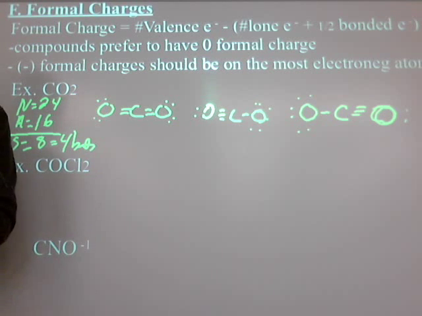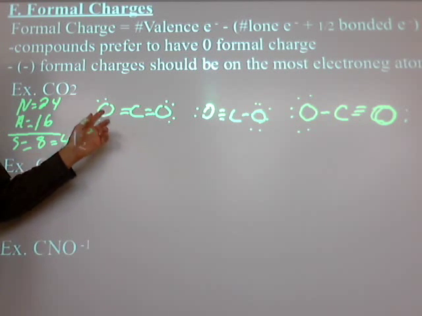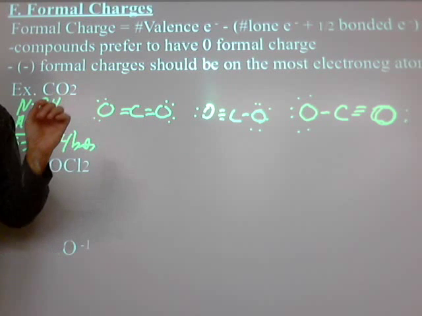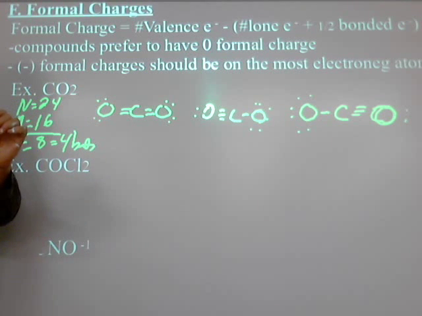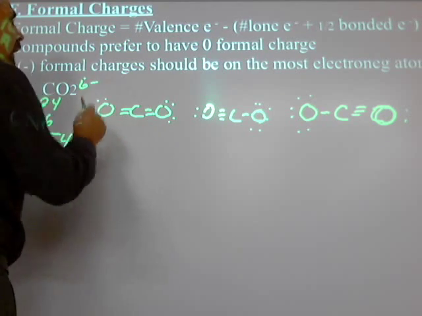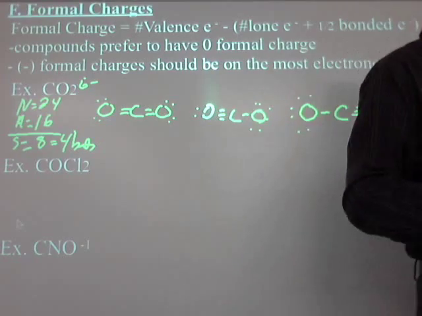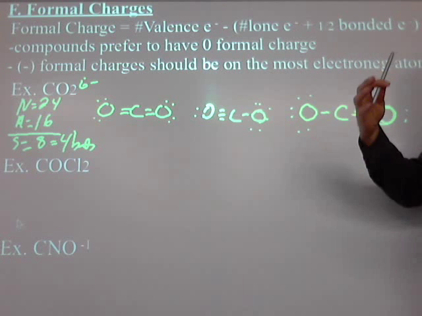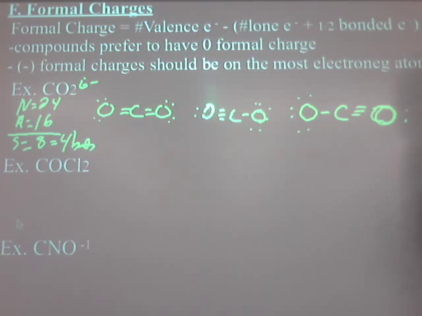Normally, when I ask you about oxygen, I say, what does oxygen want to do? And you would say he wants to gain 2. He has a negative 2, whatever. It's not what I'm asking here. I'm asking how many valence electrons are in oxygen. What's the answer to that question? 6. He's in group 6. He has 6 valence electrons, okay? So I just simply take 6 minus the combination of the number of lone electrons that are around oxygen as well as half of the bonded electrons.